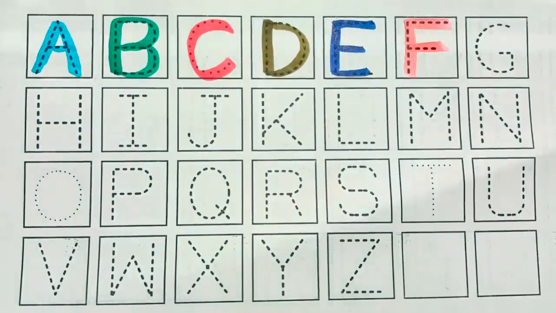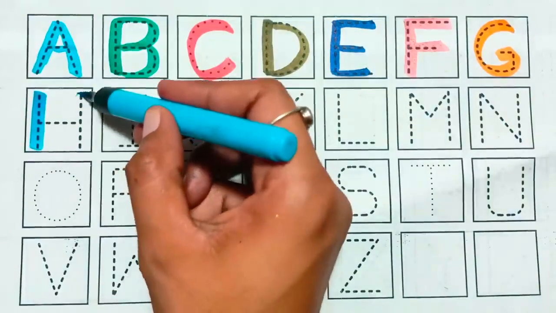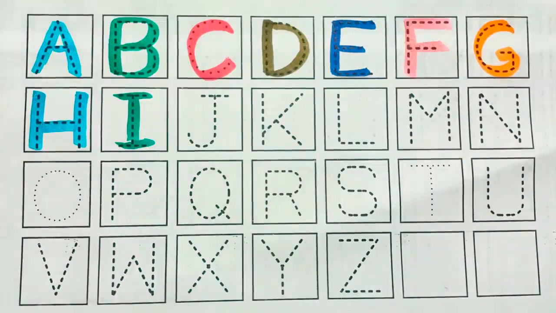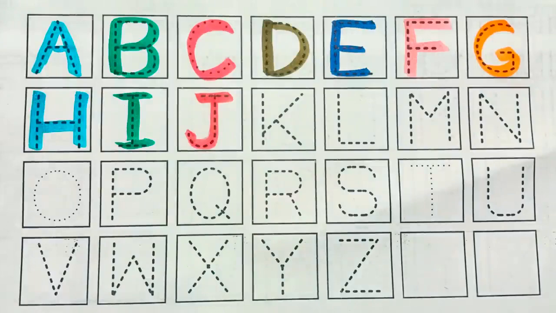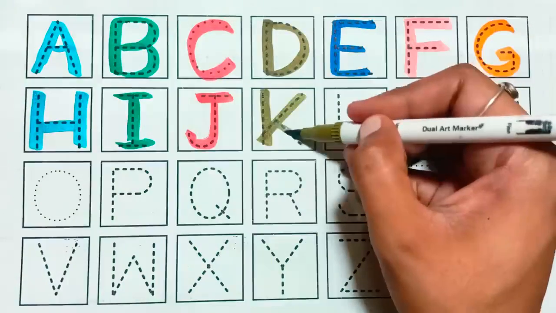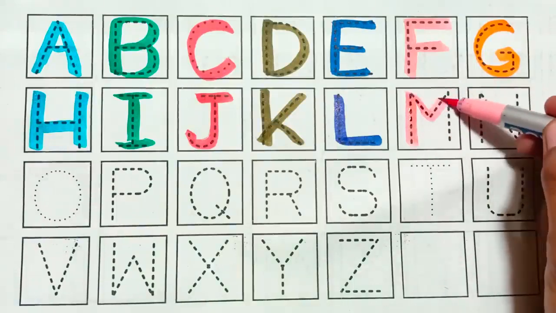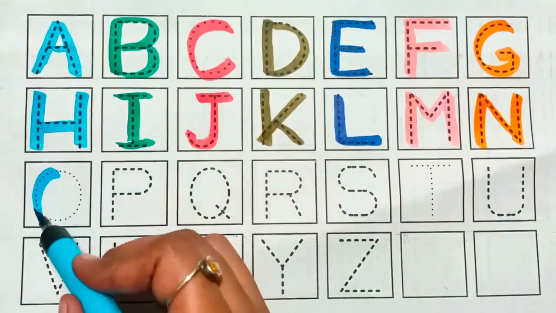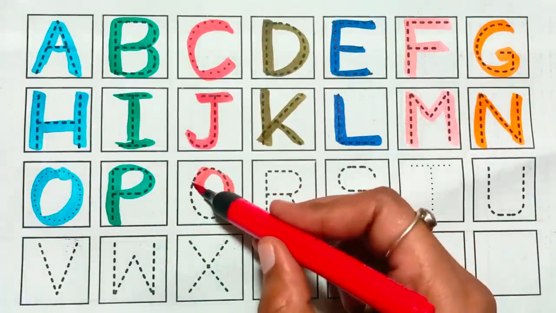G for giraffe. H for hen. I for ice cream. J for jug. K for kite. L for lion. M for monkey. N for nest. O for orange. P for parrot. Q for queen.